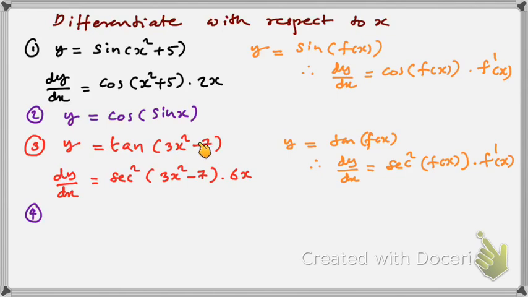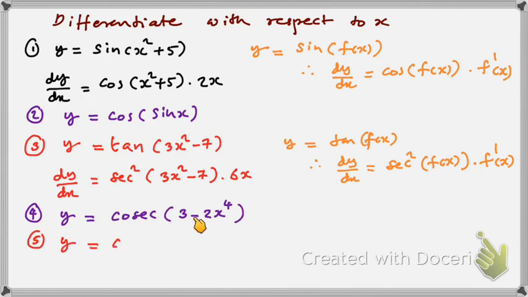Minus 7 is 0, so I don't write that. So it is just 6x times the inside derivative. And here is your question: y is equal to cosec of (3 minus 2x) raised to 4. You should try that on your own. And then we move on to question 5.